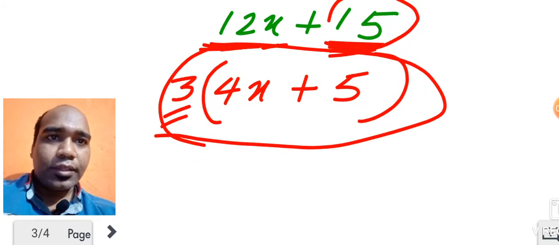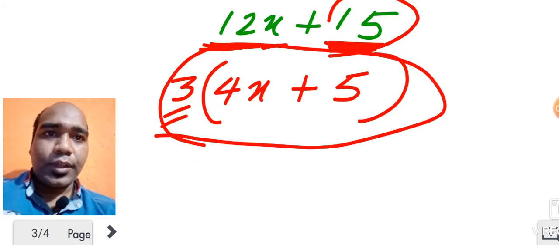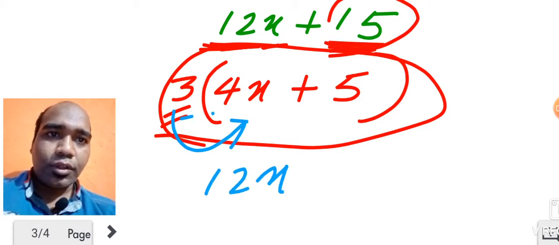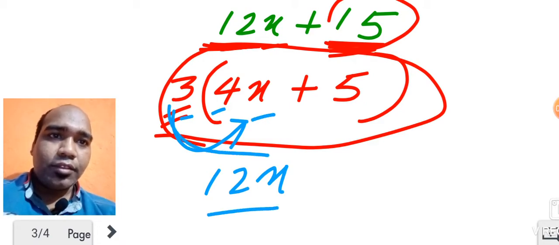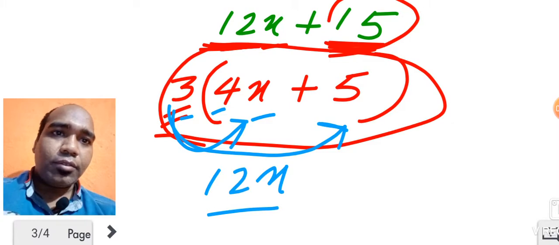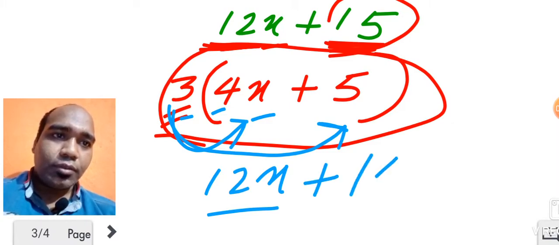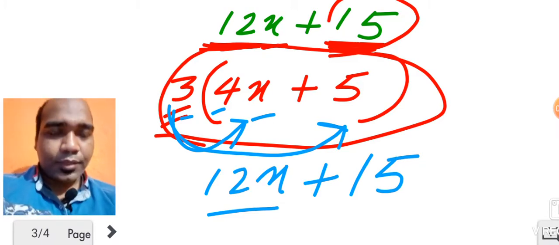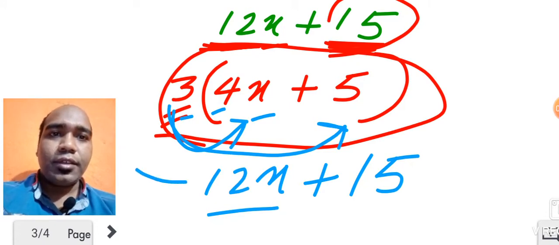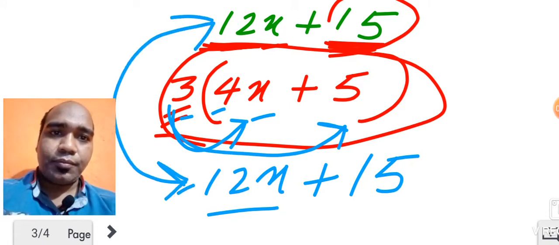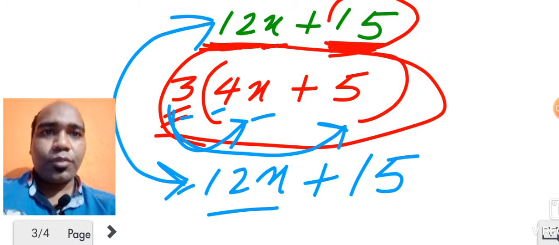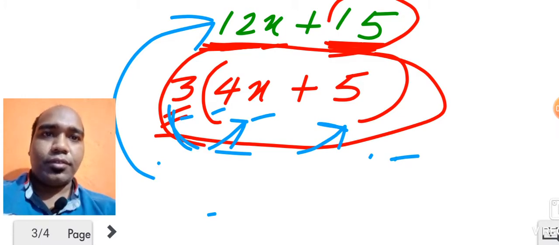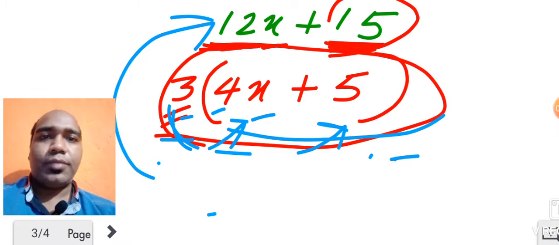If you multiply, you will get the same thing. If you multiply 3 into 4x, how much will you get? 12x. 3 into 4 is 12, and x, 12x. Again, 3 into 5 if you multiply, how much? 15. So you will get plus 15. So after factorization, if you multiply again, you will get the same thing which was the question. I am telling this just for understanding purposes. So this is your factorization: 3 into (4x plus 5).